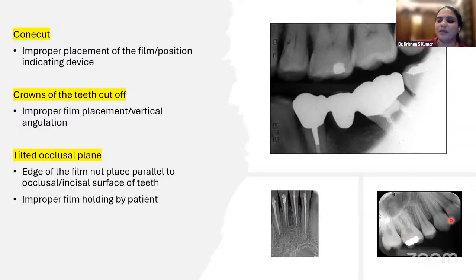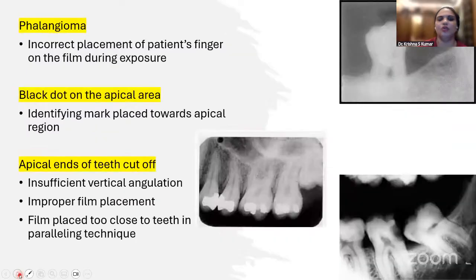Occlusal plane becomes tilted when the edge of the film is not parallel to the occlusal surface. Phalangioma occurs. Here you can see the surface bony projection of the patient's finger. Incorrect placement of the patient's fingers results in phalangioma.